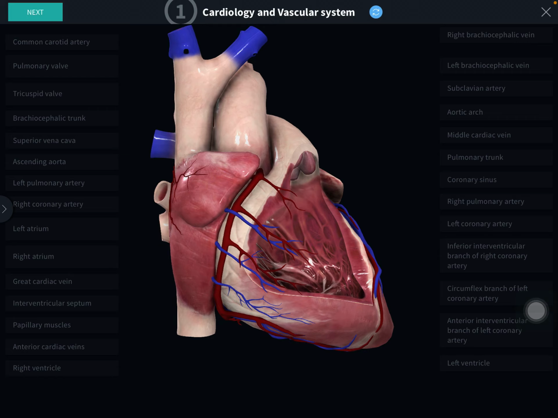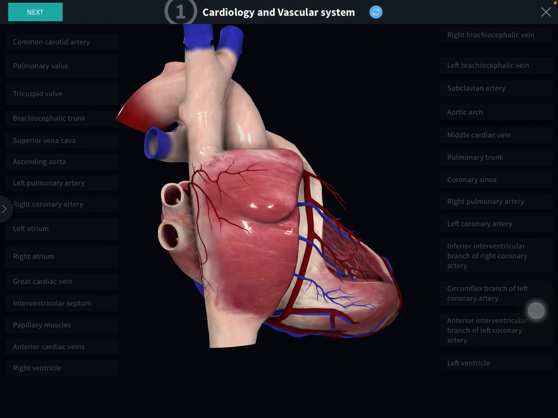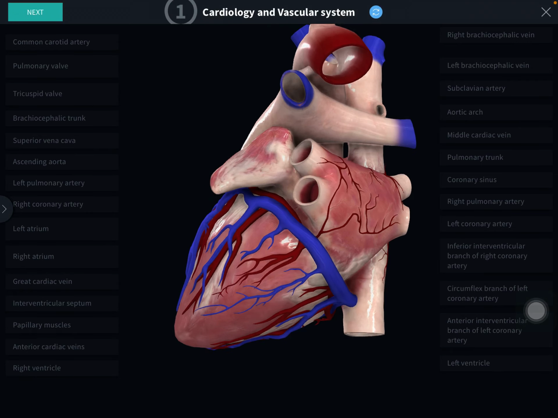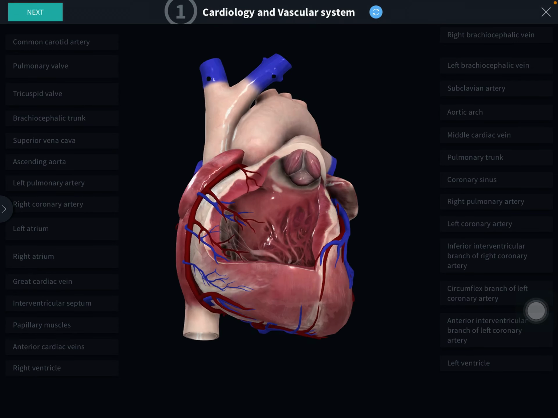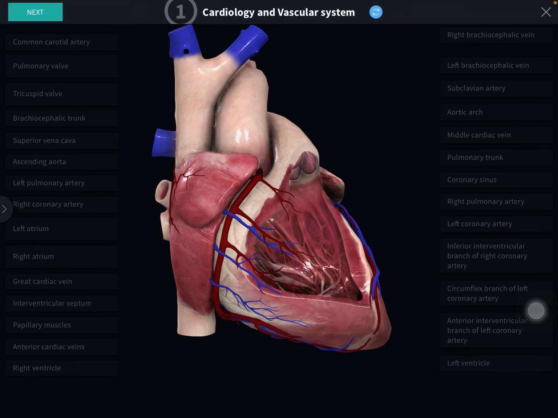Now we will move on to the topic, external features of the heart. Here you are seeing a model of the heart with the vessels attached to it. The heart is a hollow muscular organ. It is situated in the middle mediastinum and it is covered by pericardium, and it's about the size of a clenched fist in the normal individual.